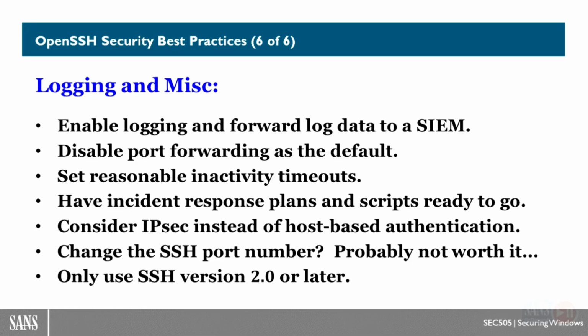Set a reasonable inactivity timeout. So somebody SSHs into another machine and then they don't do anything. They just hang out and do nothing for hours. Well, then you might have a policy that says that after 30 or 60 or 90 minutes of no activity, the SSH connection is dropped. Again, this is done by editing that SSH config file, and those details are in your manual.